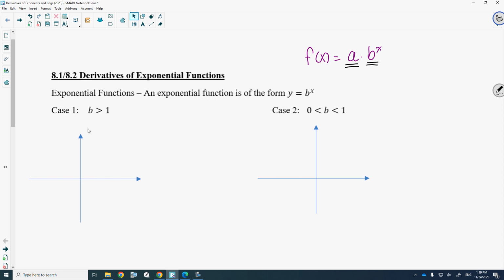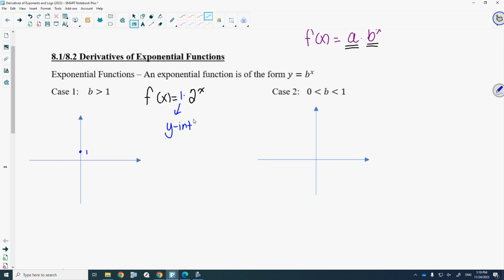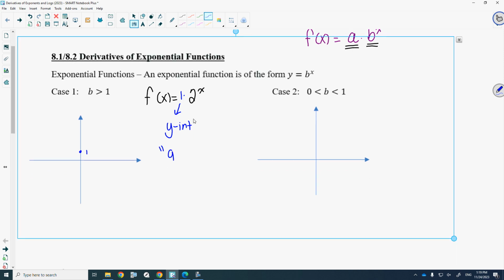So for example, if we look at a function where the base is greater than 1, so let's look at the function f of x is equal to 2 to the power of x. Now, there is an invisible a value here, so a value is 1. That tells you the y-intercept of the graph. So this graph is going to have a y-intercept of 1. If your base is greater than 1, it's going to represent a growth function. And the graph of a growth function would look something like this.